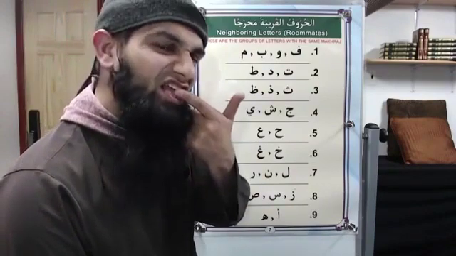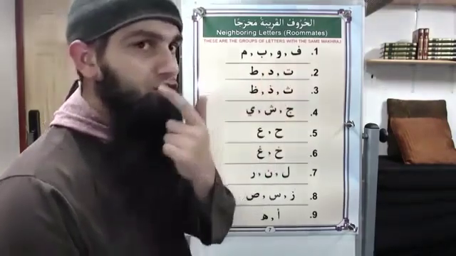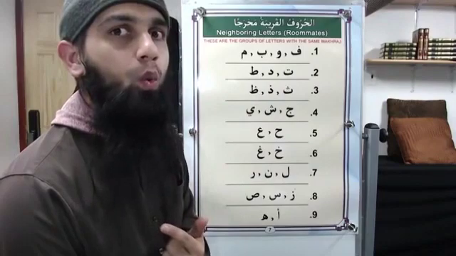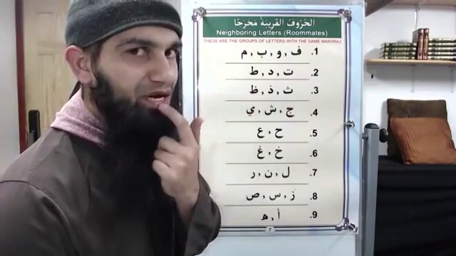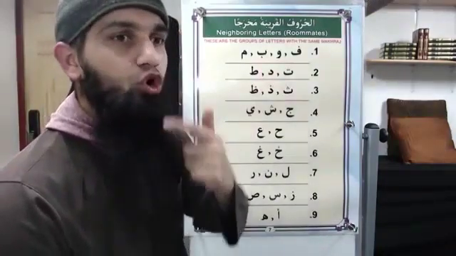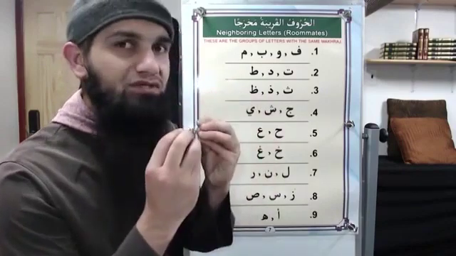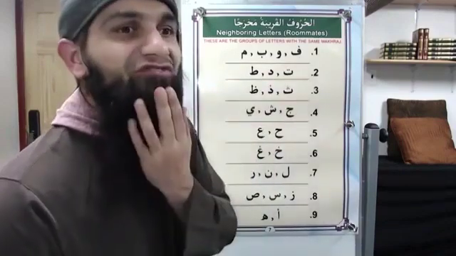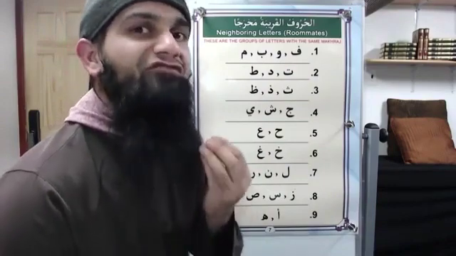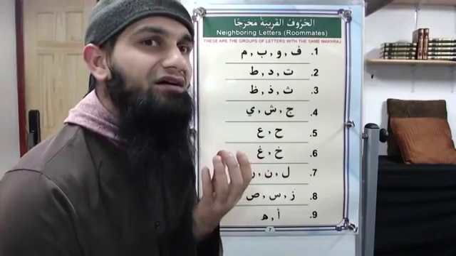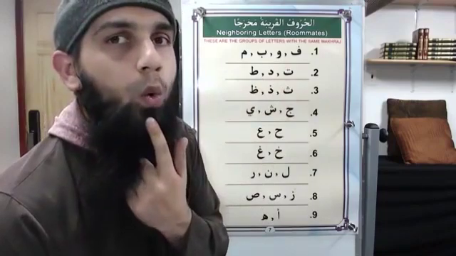Fa uses the teeth and the bottom lip. Wa uses both lips only. So we're going to be focusing a lot on the sounds in this lesson, right? So, fa, f, f. Make the sound. F, f, f. Right? This one, wa, wa, wa.